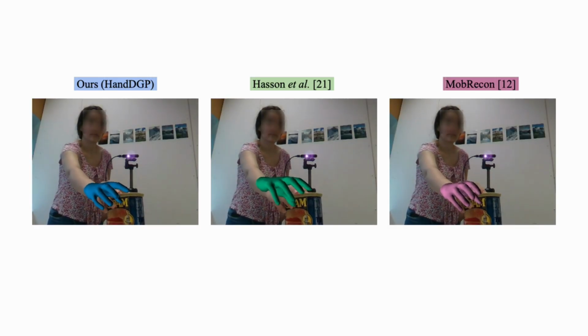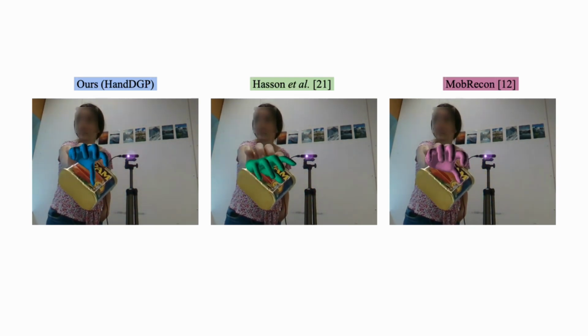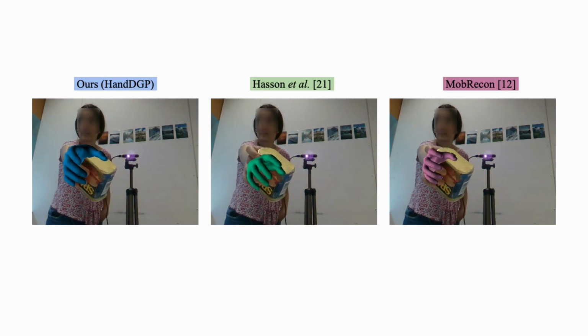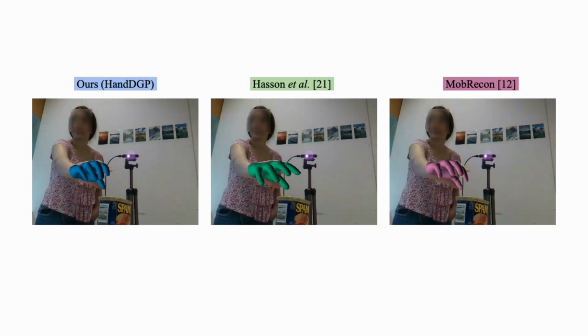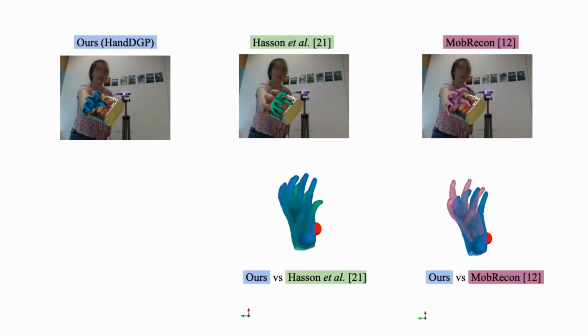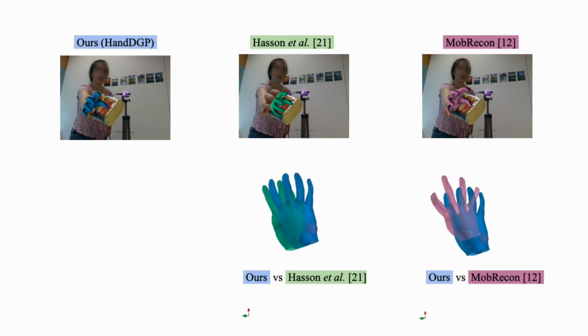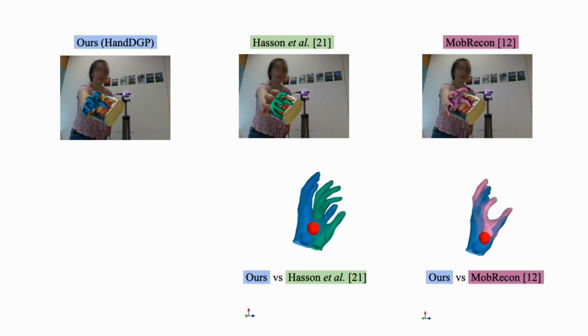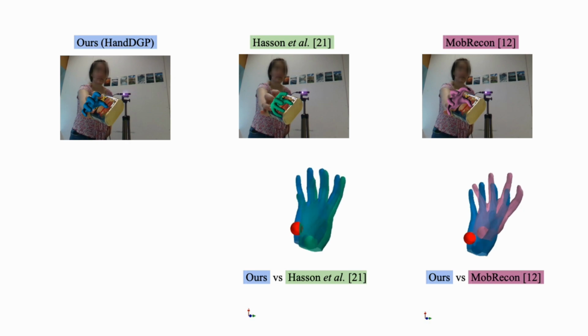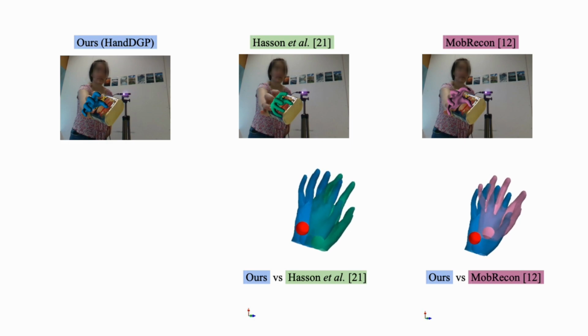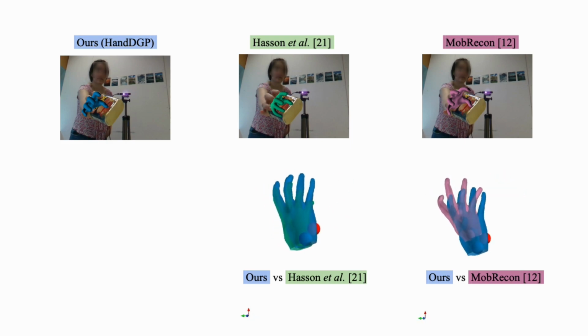We draw similar conclusions in this other sequence. We note that hand mesh prediction is hard, particularly in the presence of object occlusion and challenging viewpoints. If we take a closer look in 3D, we observe that our camera space 3D predictions are more accurate than both Hassan et al. and Mobricon, thanks to our DGP module and our image rectification. Note that Hassan et al. also predict object poses and assume the knowledge of the object model, which may help to reduce scale ambiguity.